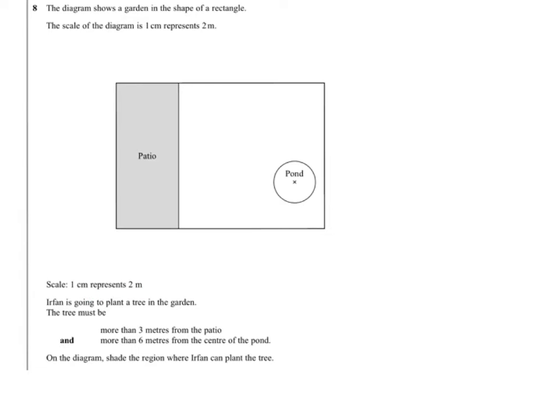If I was going to plant a tree in the garden and the conditions are on the tree, it must be more than 3 metres from the patio and it must be more than 6 metres from the centre of the pond. So on the diagram we've got to shade the region where I can plant the tree.